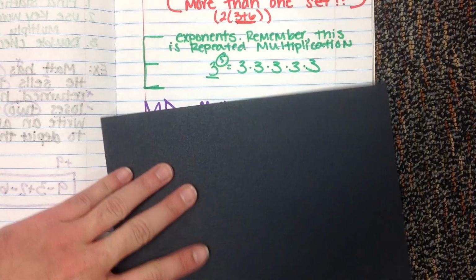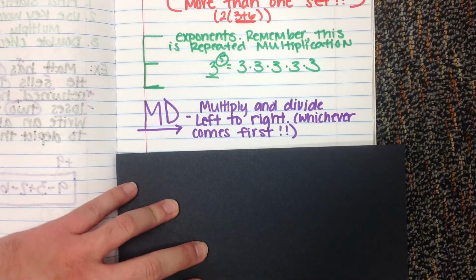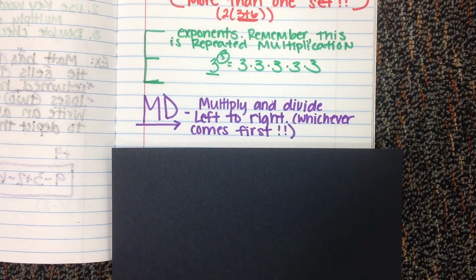The next step is to multiply or divide, whichever comes first, left to right. Okay, so parenthesis all by itself is the first step. Exponent all by itself is the second step. Third step is multiply or divide. Whichever one comes first, left to right. If you've got multiplication and division within the problem, you do them both during this step, but make sure you're going left to right, just like you're reading a book.